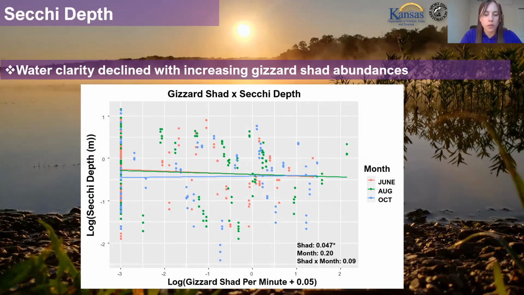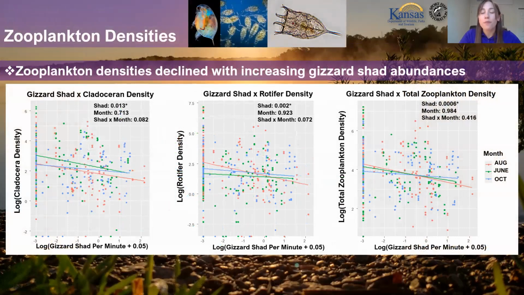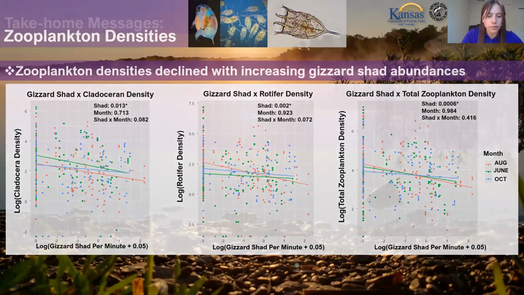And then finally, we'll look at our zooplankton communities. We found evidence that zooplankton densities declined with increasing gizzard shad abundances. And we saw significant negative relationships between shad abundances and cladoceran and rotifer densities, as well as total zooplankton densities across taxonomic groups. And so this was a pretty strong effect, and you can see across all months there tended to be a decrease in zooplankton densities with increasing gizzard shad abundance, supporting our predictions.